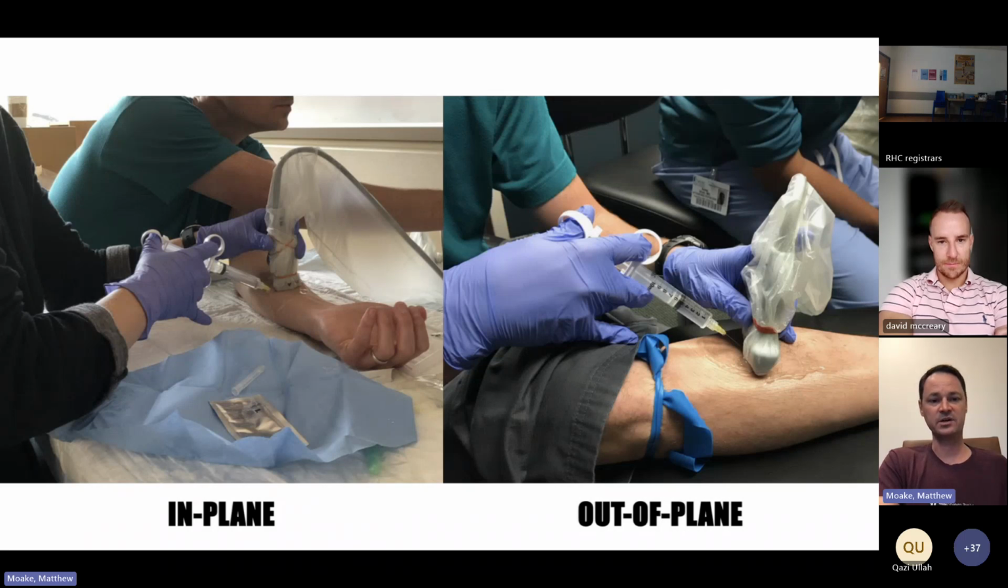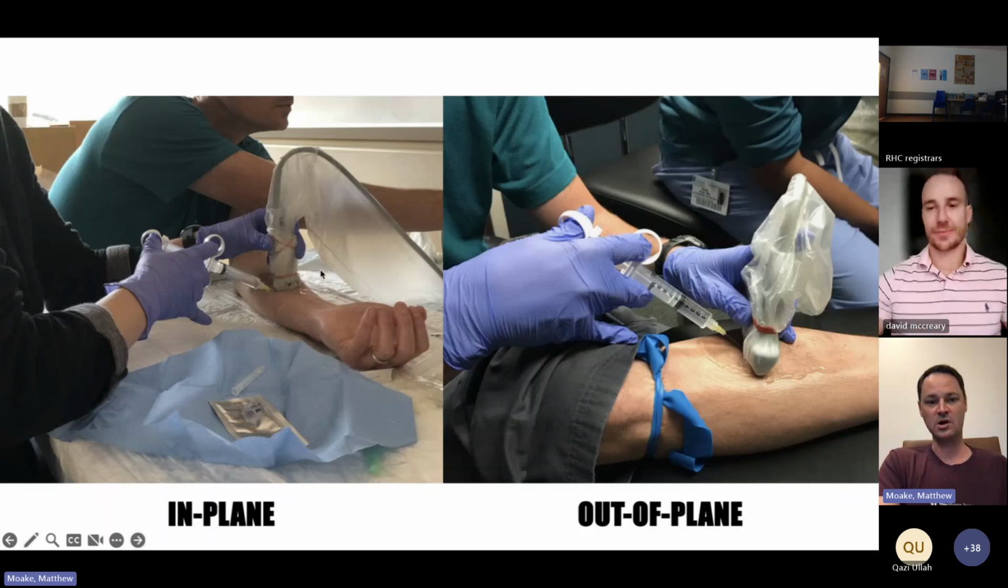So here's a visualization of that. Again, I think we saw this photo before. This is one of my fellows doing a forearm block on me. You can see she's got her hand here coming in. The probe is long axis in line with the needle, and the machine is going to be over here. This is what it looks like to do an out-of-plane approach.